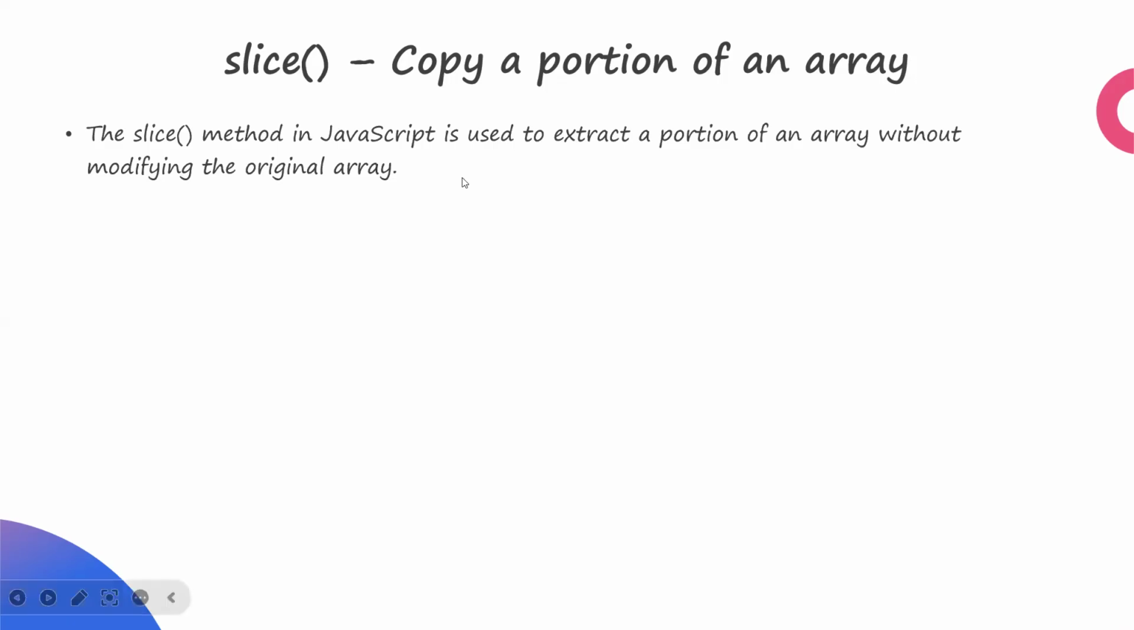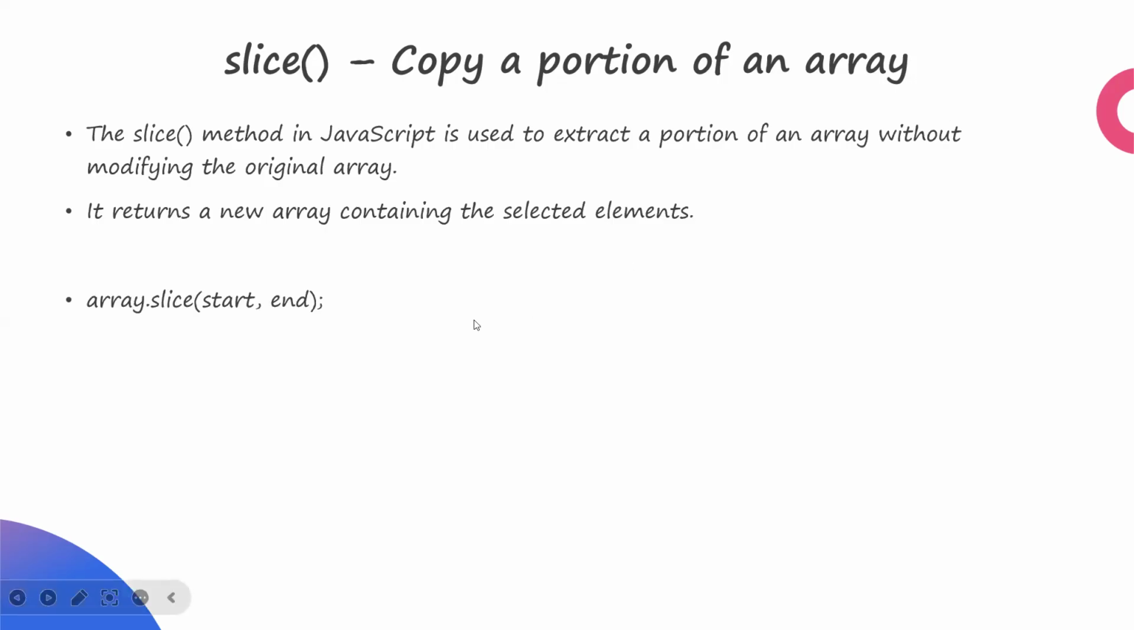So the slice method in JavaScript is used to extract a portion of an array without modifying the original array. So this one will not modify the original array, but it will return a new array containing the selected elements. So all you have to do is to say array.slice, then you give it the start index and the end index. But the thing is that the end index is exclusive. I'm going to show you with examples.